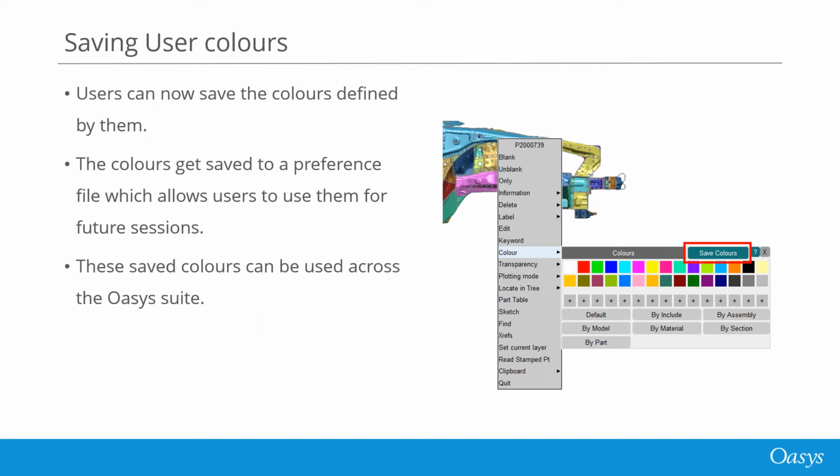After defining their own colors using the color wheel, if the user wishes to save them, they can do so by clicking on the Save Colors button at the top of the panel. The colors get saved to a preference file, which allows users to use them for future sessions. These saved colors can be used across the Oasys suite.